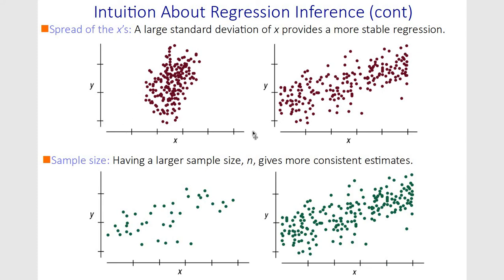Now, the spread of the x's. A large standard deviation produces a more stable regression. Well, that's exactly what's happening. The spread of this x is only from here to here, but this x is from here to here. It has a much larger spread, so a larger standard deviation, so this is going to have the better line. Having a larger sample size gives more consistent estimates as well. So the more data, the better, right? That's usually how it always is.